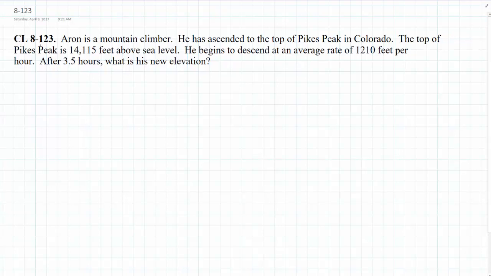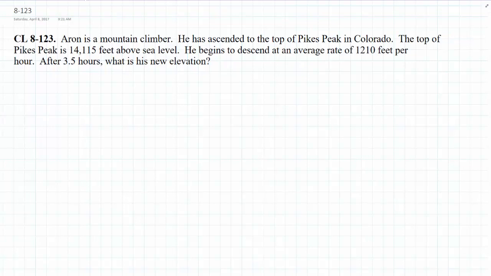Okay, for CL 8-123, Aaron is a mountain climber. He has ascended, meaning got to the top or walked up. He went up to the top of Pikes Peak in Colorado. The top of Pikes Peak is 14,115 feet above sea level. He begins to descend at an average rate of 1,210 feet per hour. After 3.5 hours, what is his new elevation?